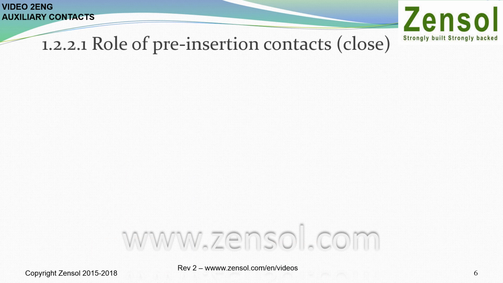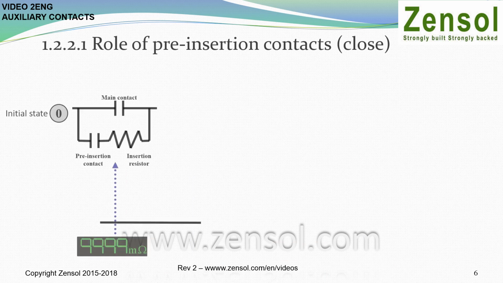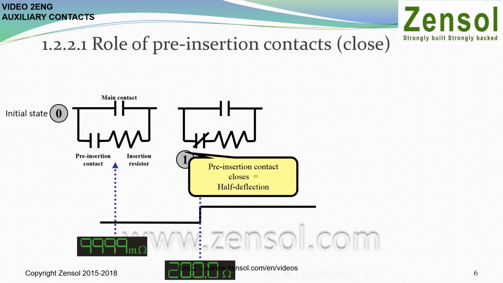The following animation explains the role of the pre-insertion on closing. At the start, the main contact is open while the pre-insertion contact is also open. Note the infinite resistance value and the zero current flow. The first step is to close the pre-insertion contact. A half deflection, caused by the insertion resistor, appears. The current begins to flow, limited by the insertion resistor.